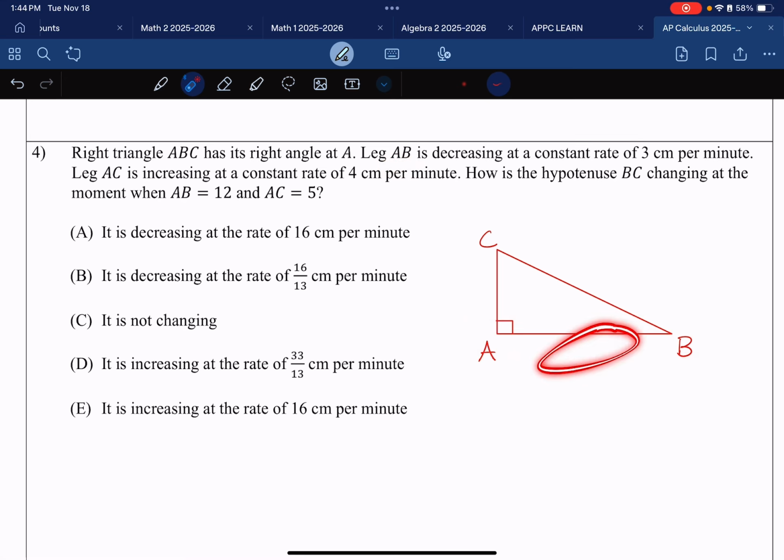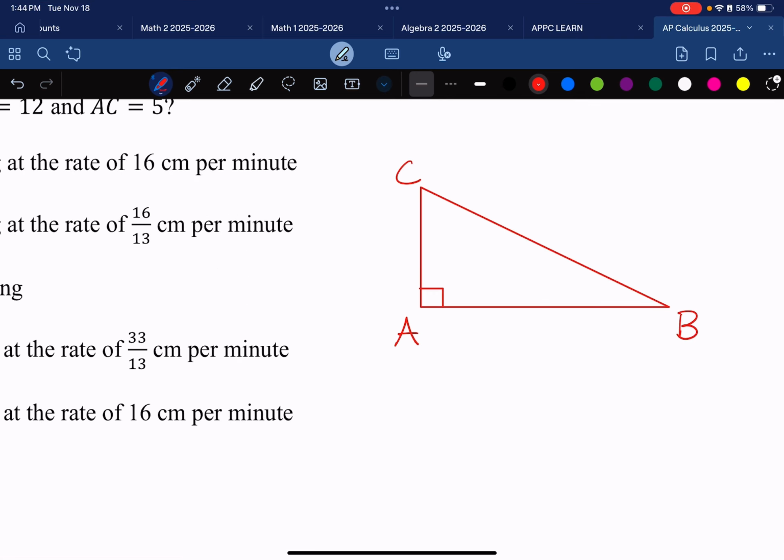Okay, I need a variable here. I don't want to use A, B, and C. Those are already chosen. I mean, I could use lowercase, but let's just say X. And therefore I need an X prime. And I'll say Y. I'll need Y prime as well. And I need, I guess, Z, right? Z and Z prime. Sure, good enough for me.